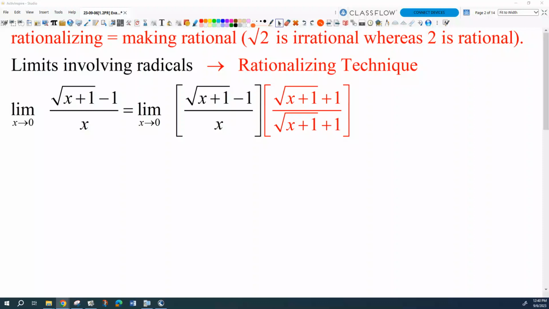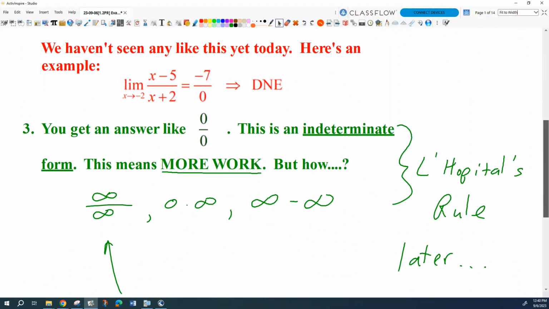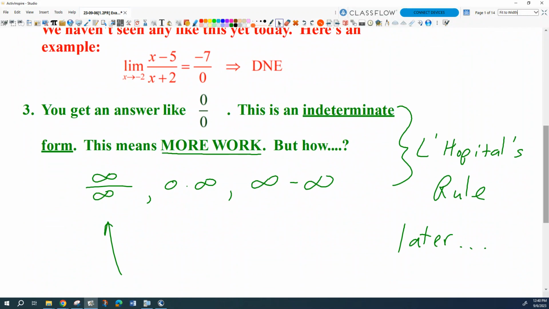Right, here we go. So we left off yesterday. We were looking at different types of forms we could have when we attempt direct substitution and we get an indeterminate form for an answer, which always means more work. But how do we do the more work? How do we approach this?